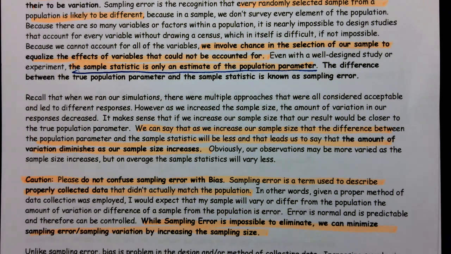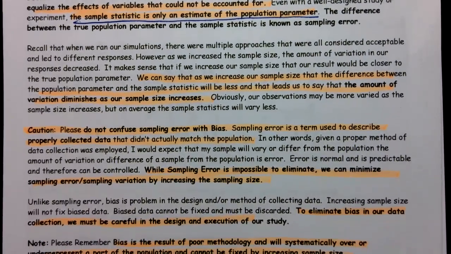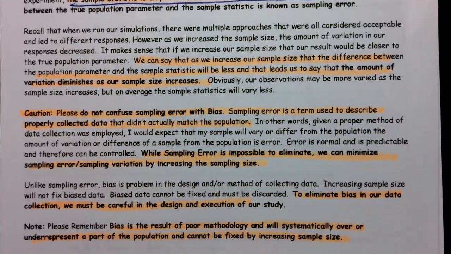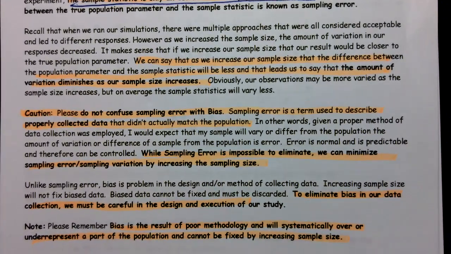Sampling error is impossible to eliminate without doing a census. Sampling error is impossible to eliminate, but we can minimize it by increasing the sample size. So increasing sample size will help to minimize it, but we can't eliminate it unless we do a census, which we've already said is all but impossible for most situations.